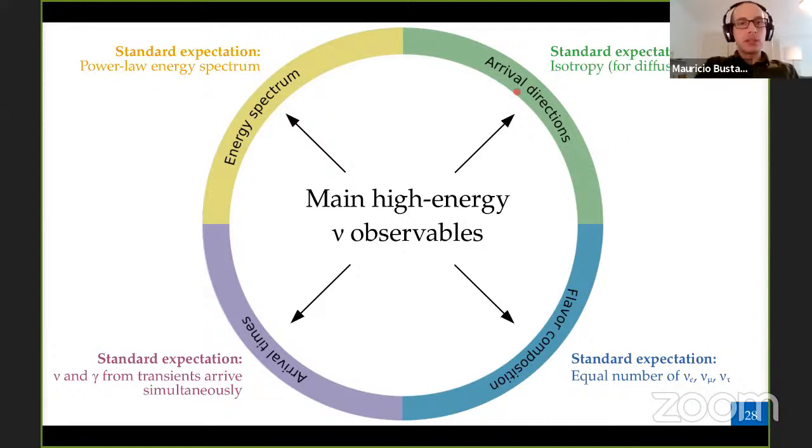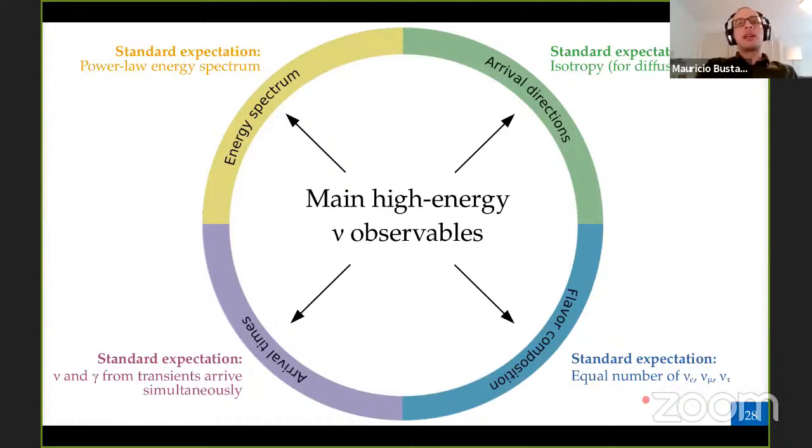The second is the arrival directions of the neutrinos. We expect that if neutrinos are made by extragalactic sources that are homogeneously distributed in the sky, then the distribution of incoming directions of the neutrinos should also be isotropic. And that's our standard expectation. If we see a deviation from isotropy, it might be telling us something that we didn't expect.